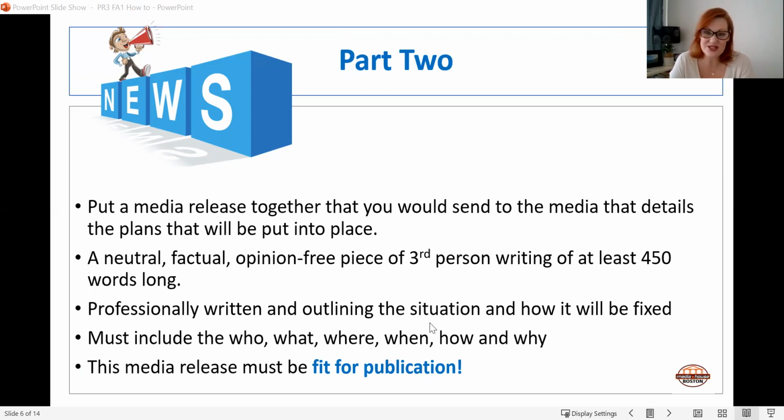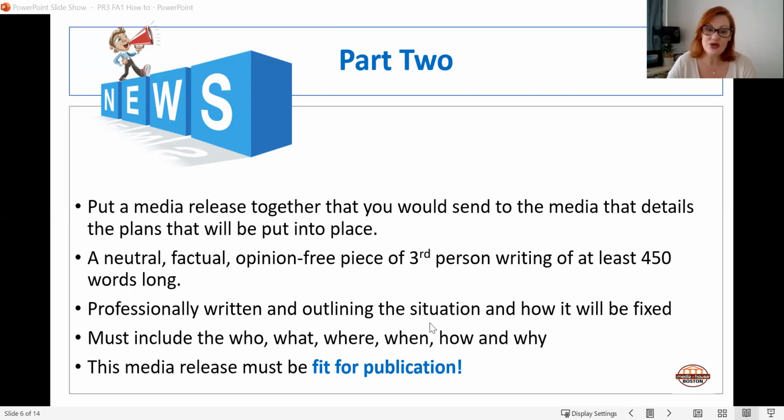Write an opinion-free piece of third-person writing of at least 450 words, professionally written, outlining the situation and how it will be fixed. In essence, you are sending this media release to the journalists on your media list. And remember, your media list falls under your stakeholders, under media, and who are the journalists that you need to send this press release to, so that you are in control and you are showing the media that you and your other stakeholders are in charge and in control, and you are fixing this situation and the negative perceptions.